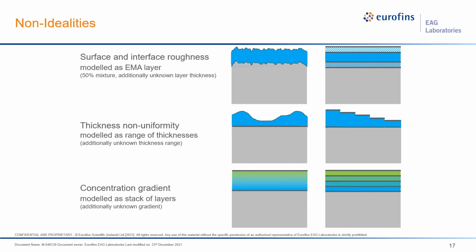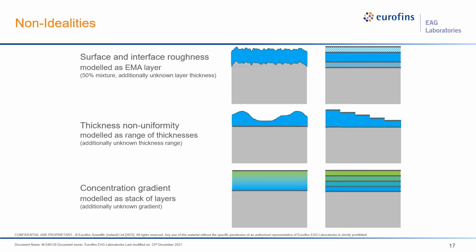Real-life samples are never ideal, in the sense that surfaces and interfaces are never mathematically flat, and layers are rarely completely homogeneous. A number of these non-idealities can be incorporated into the fit. Surface and interface roughness, for instance, are modeled using an effective medium approximation. In the case of surface roughness, this means that an additional layer is added on top. As you can see here in the picture, this layer is a model mixture consisting of 50% of the underlying layer material and 50% void. The optical constants of the layer are determined by the mixture model, and the thickness is fitted from the measurement data.